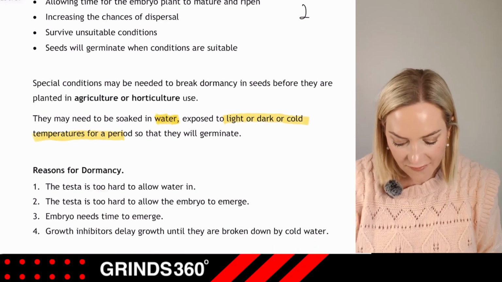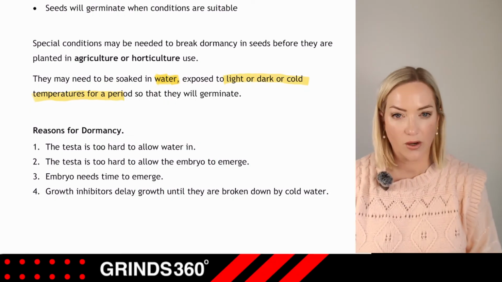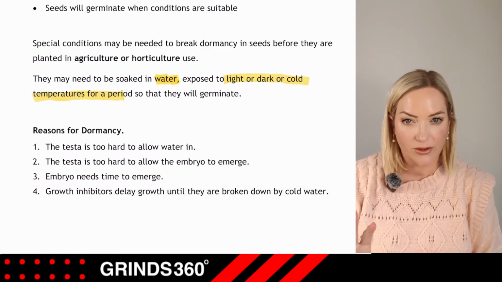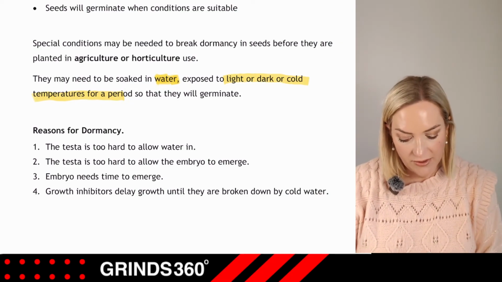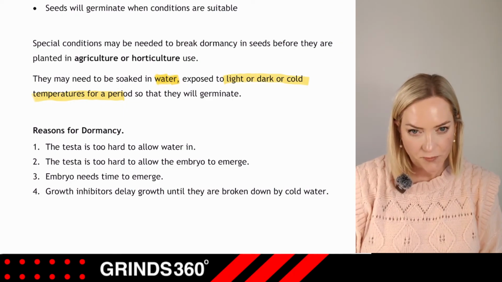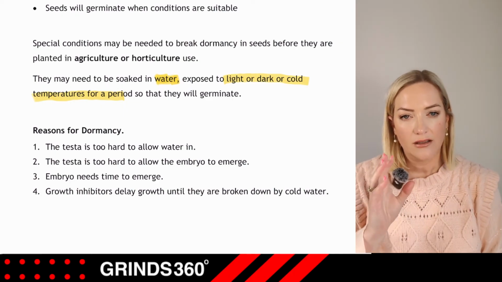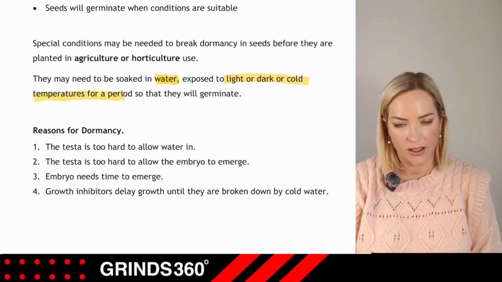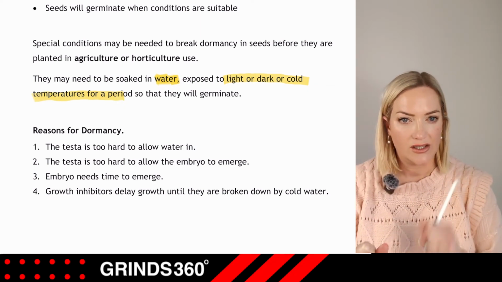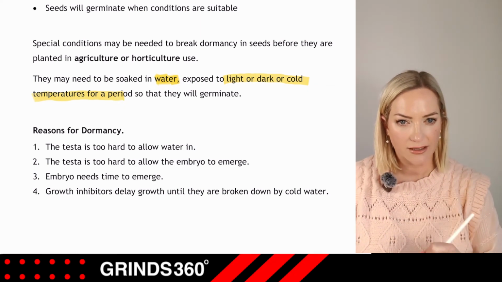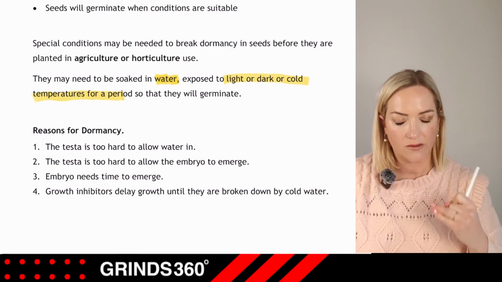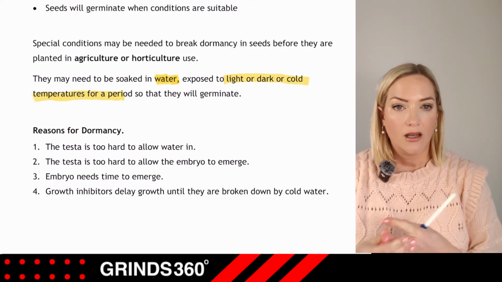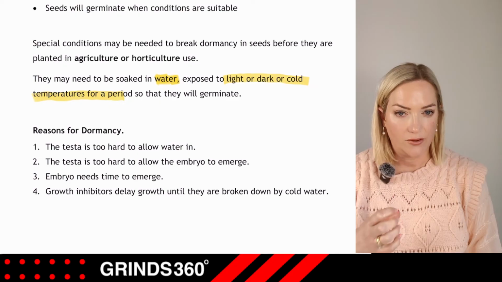Now, there may be reasons for dormancy. The testa could be too hard to allow water in. The testa could be too hard to allow the embryo to emerge. Our embryo needs time to emerge, and growth inhibitors can delay it. So this is linking back to the triploid endosperm and the diploid zygote. The triploid endosperm is your food store, and the diploid zygote is your developing embryo. Your embryo is your radicle, your future root, and the cotyledon, your future shoot, whether it's going to be a dicot or a monocot.